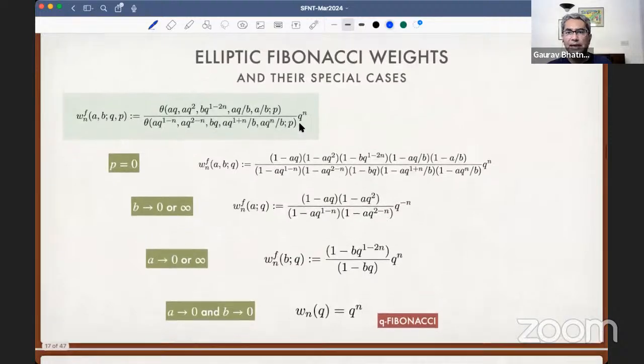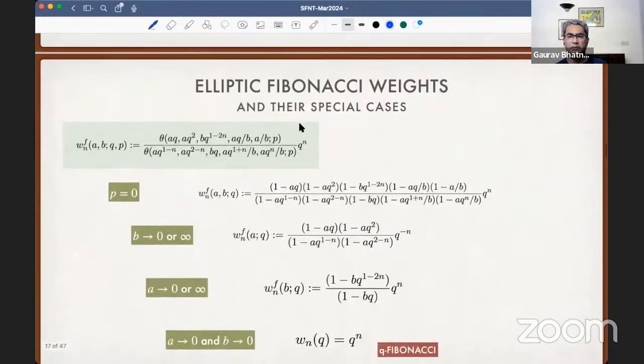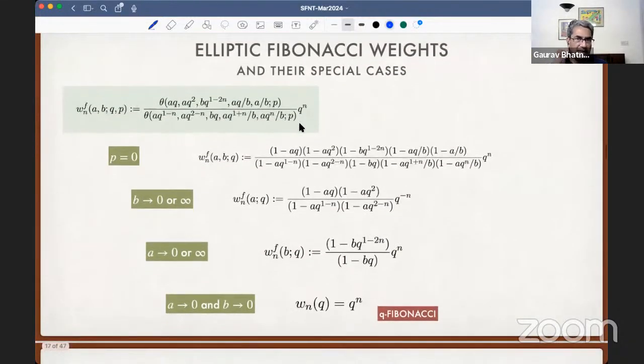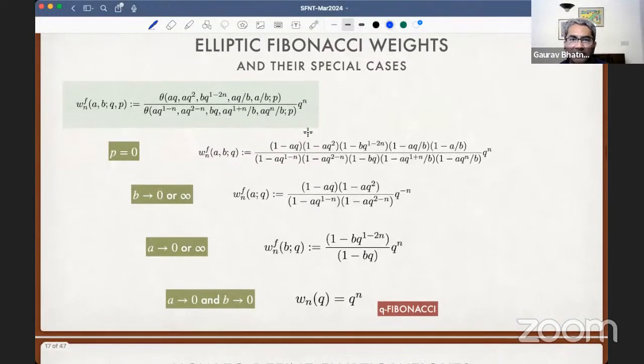So how do the elliptic Fibonacci weights come about? This is what the Fibonacci weights are, and I'll again explain what brought this up. There are some considerations, but these are the weights, which are the elliptic Fibonacci weights. They have two additional parameters, a and b, in addition to p, which is called the nome, as well as the q here.